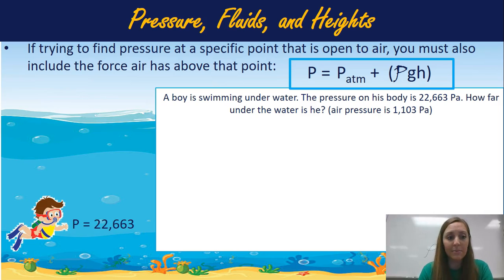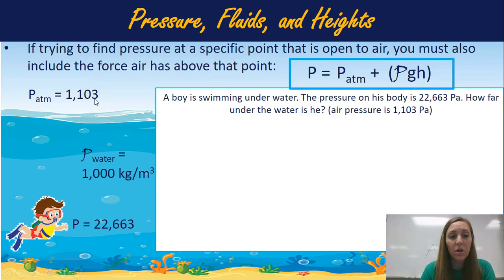All right, so let's label some things. We know that the pressure on his body is 22,663. We know that air pressure or atmospheric pressure is 1,103. We know that the density of water is 1,000 kilograms per meter cubed. Now you know that from earlier in the notes when we had the coffee problem, I gave you the density of water. That's a really good one to know. 1,000 kilograms per meter cubed is the density of water. You want to know that. Okay, and what we're wanting to know is at what depth is he? So from the point where it turns from air to where he is, what's that height or depth?